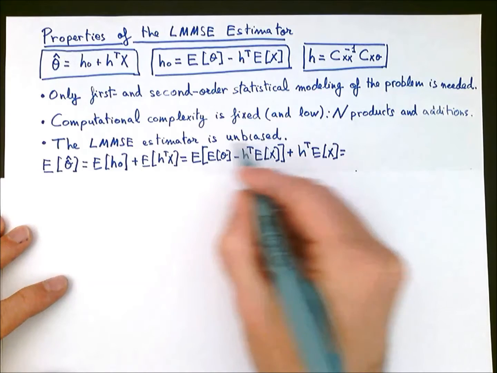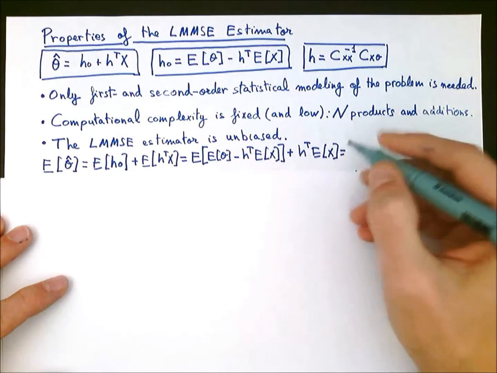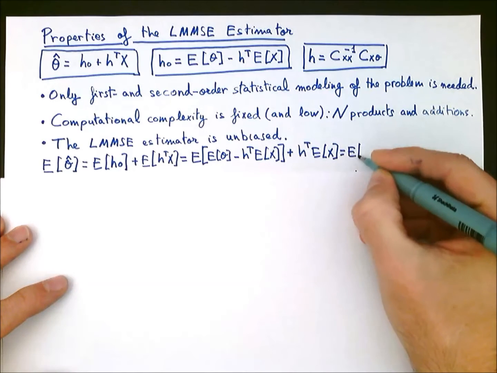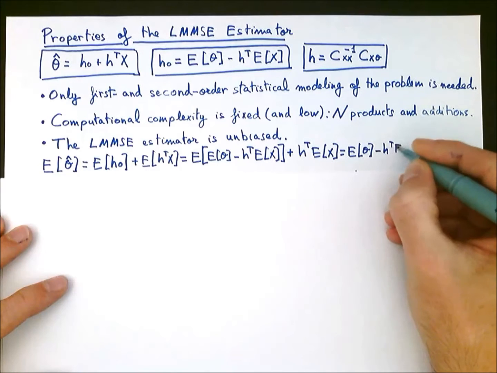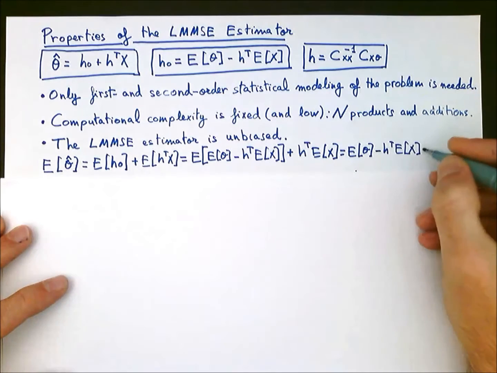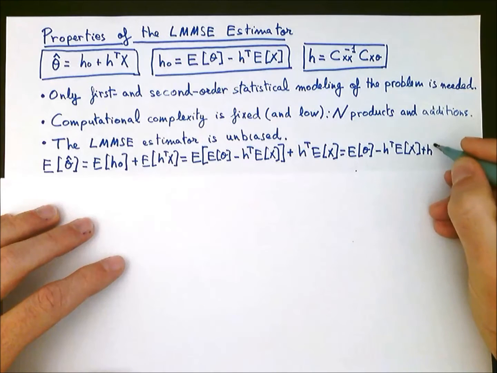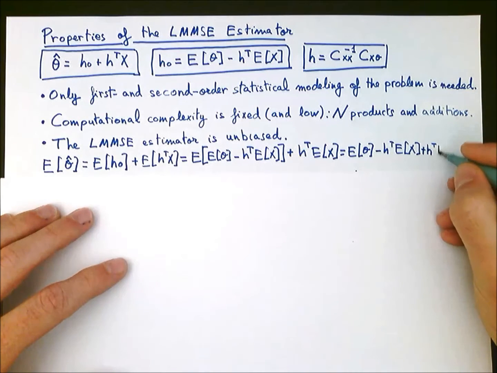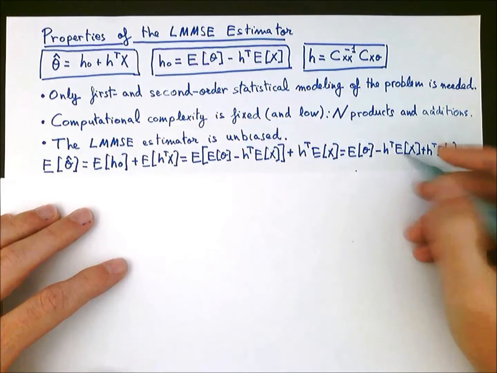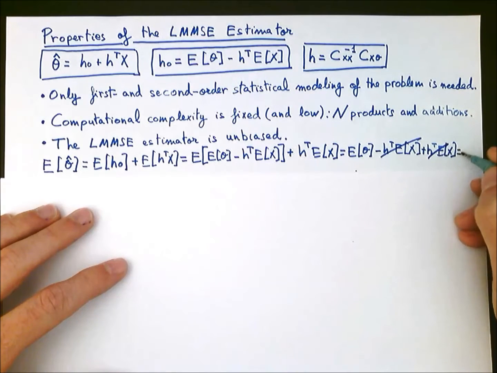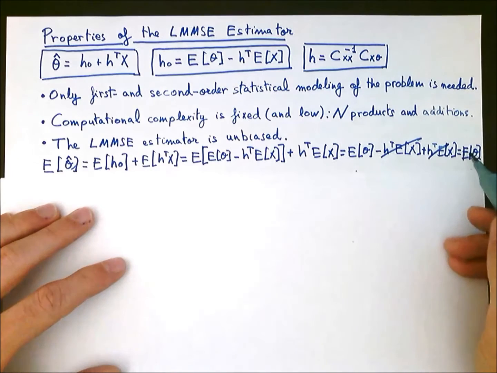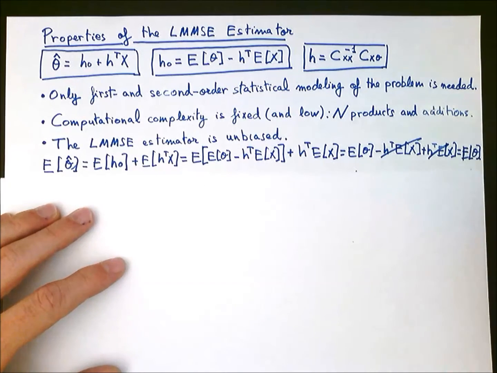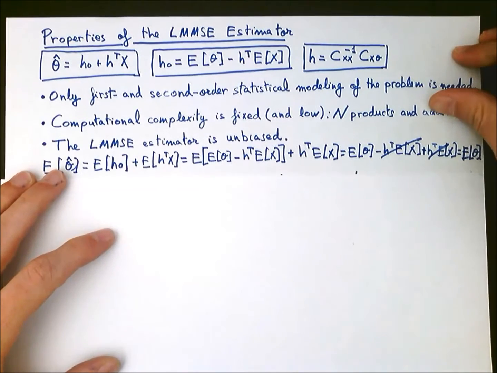Now everything I have here in the first expectation are constants. So this is nothing more than the expectation of theta minus H transposed times the expectation of X, which cancels out with H transposed times the expectation of X. So the expectation of our estimator, theta hat, coincides with the expectation of the unknown parameter. Therefore, the estimator is unbiased.